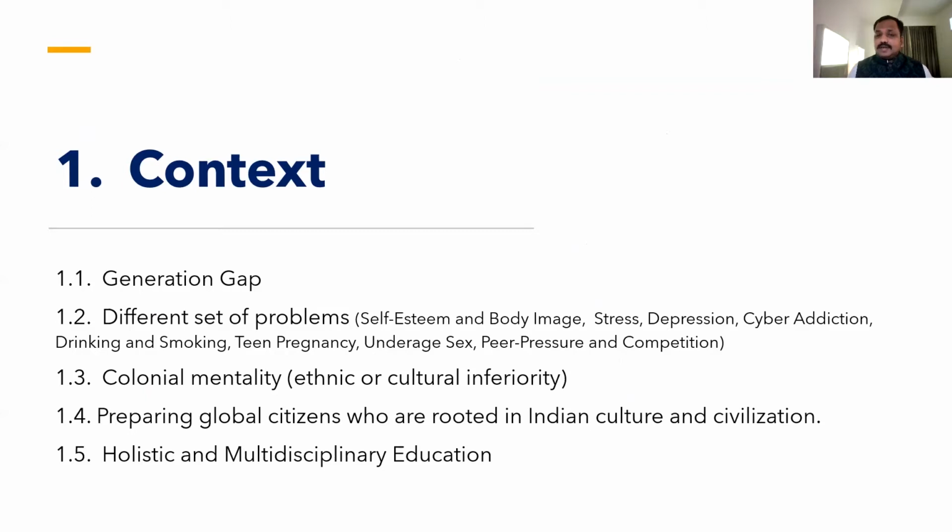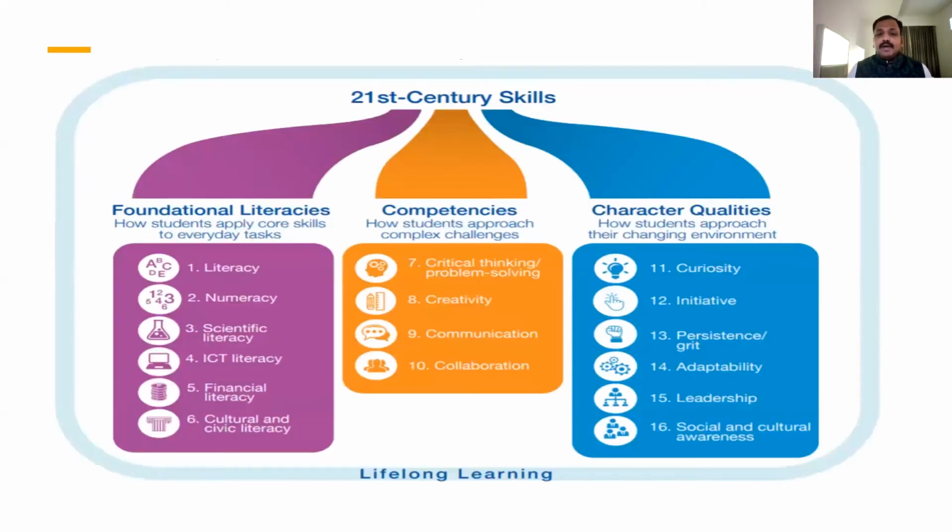If this is all the case, then how are we going to deal with this kind of context? We require a creative mindset in academics. I'm sure this has been in wide circulation these days, what is called 21st century skills, broadly classified into three categories: foundational literacies, competencies, and character qualities. Look at foundational literacies. They have literacy, numeracy, scientific literacy, ICT literacy, financial literacy, cultural and civic literacy. Then come to the second aspect, competencies, which means how students approach complex challenges. The most important things are critical thinking and problem solving, creativity, communication, collaboration.